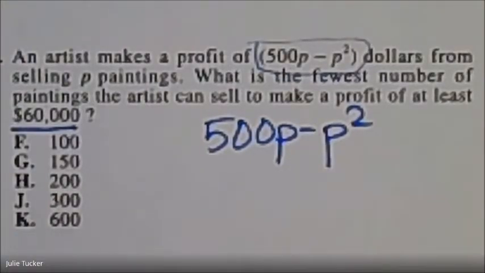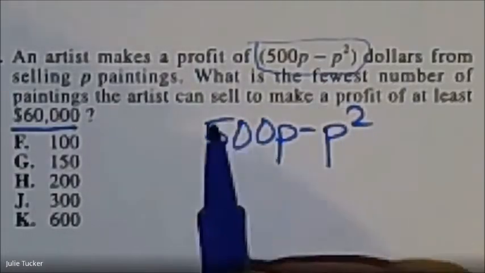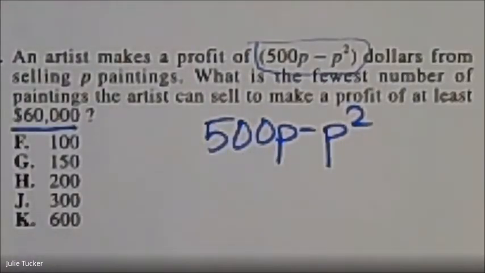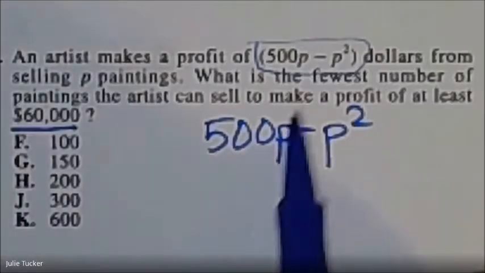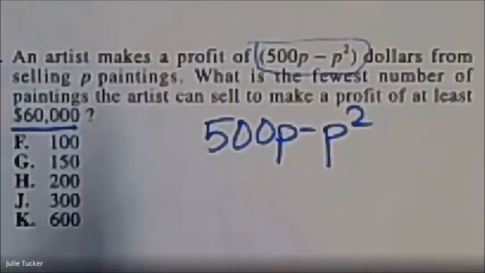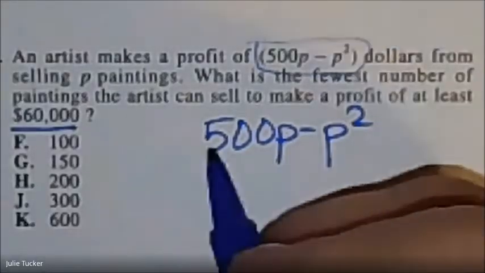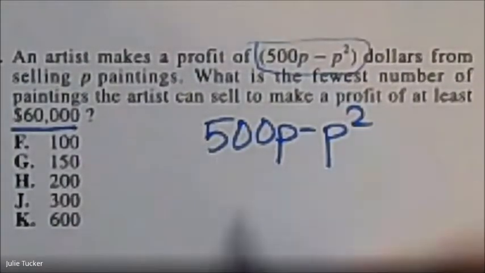And then you need to put, that is the profit. So if it is the profit, what do you do with the 60,000? Okay. No, because the P's stand for the paintings. No, this is the profit. What is the math symbol for is?